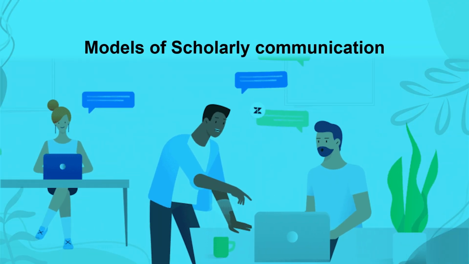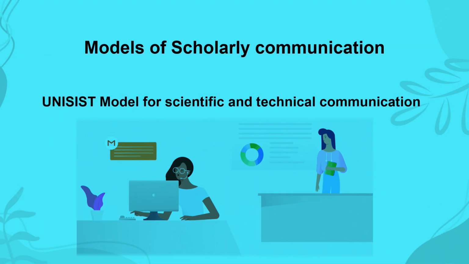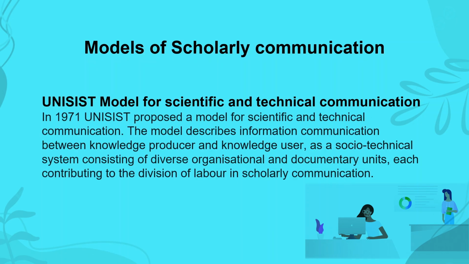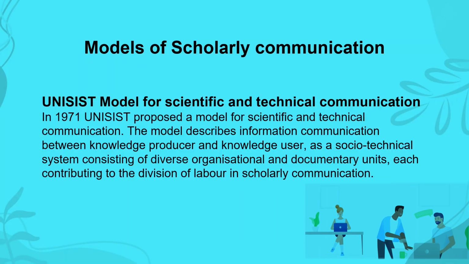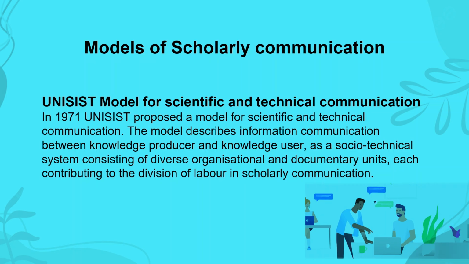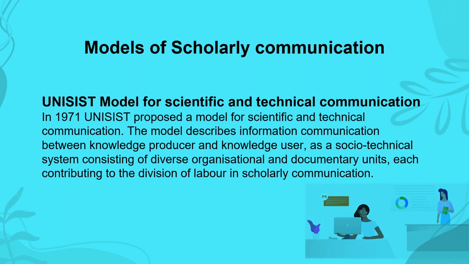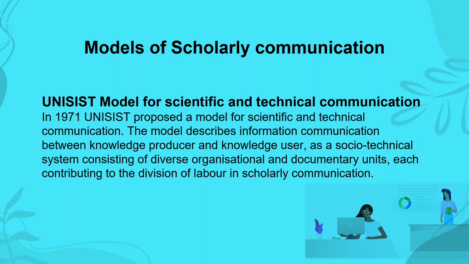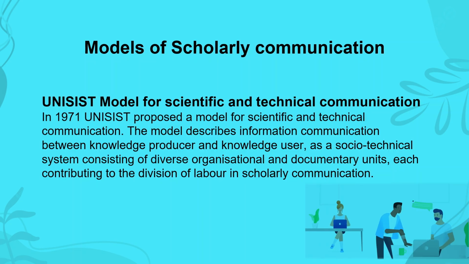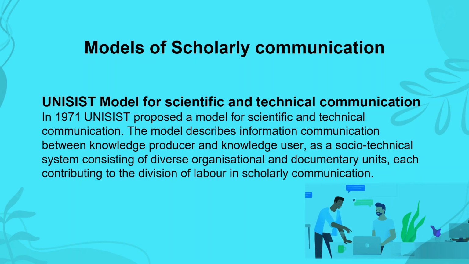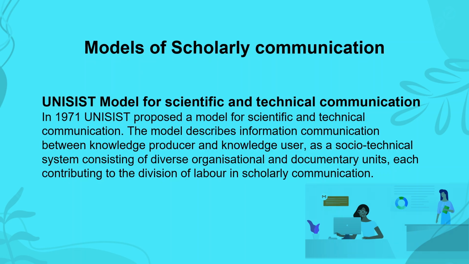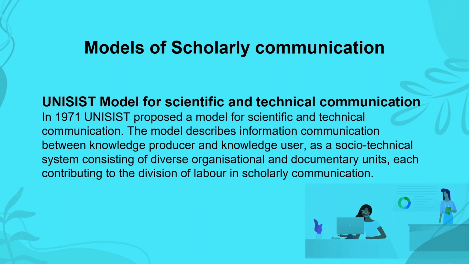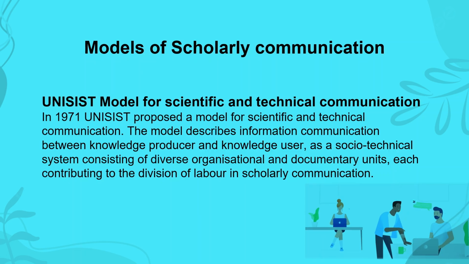There are several models of scholarly information communication. Among the earliest models, one is Unisist model for scientific and technical communication. In 1971, Unisist proposed a model for scientific and technical communication. The model describes information communication between knowledge producer and knowledge user as a socio-technical system consisting of diverse organizational and documentary units, each contributing to the division of labor in scholarly communication.